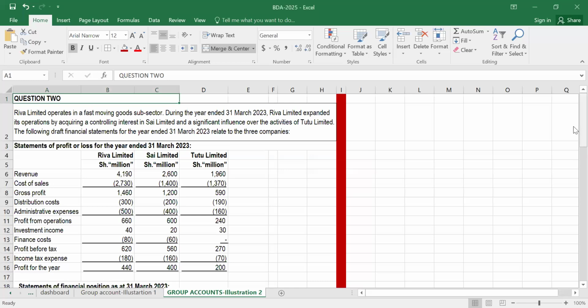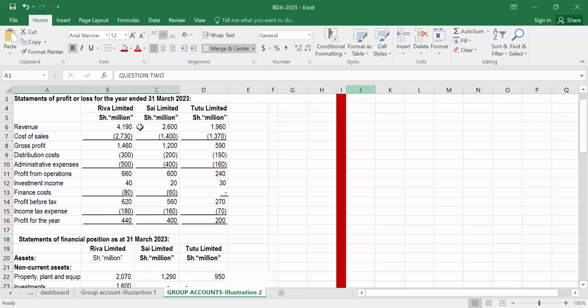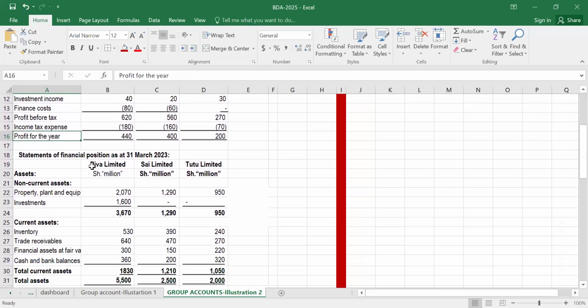So first of all, we have the statement of profit or loss for the year which ended 31st of March 2023. Basically for the three companies, we have the revenue, cost of sales, gross profit, distribution, admin expenses. We have the profit from operation, investment income, finance costs, profit before tax, income tax expense, and then profit for the year. Then from there, we have the statement of financial position as at 31st of March 2023, basically for the three companies here.